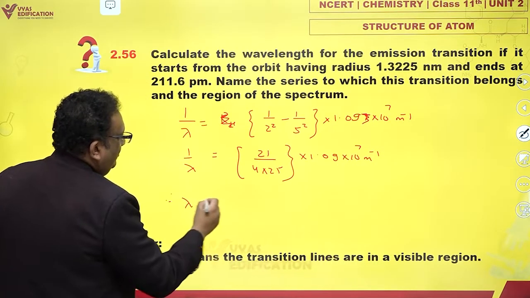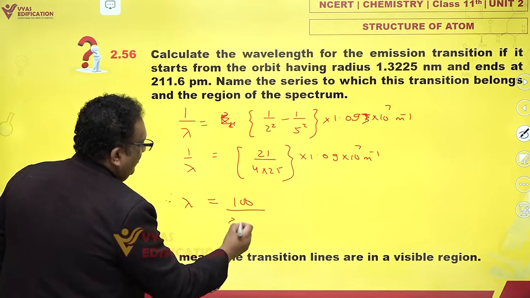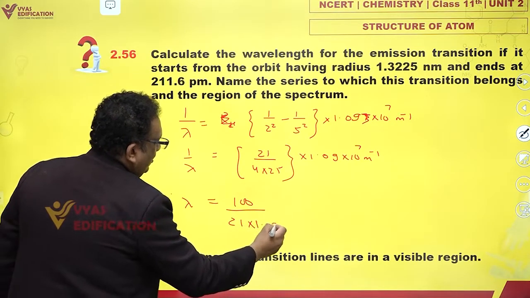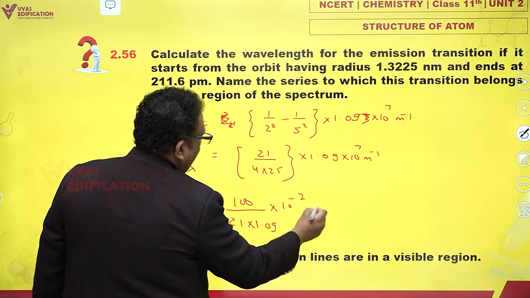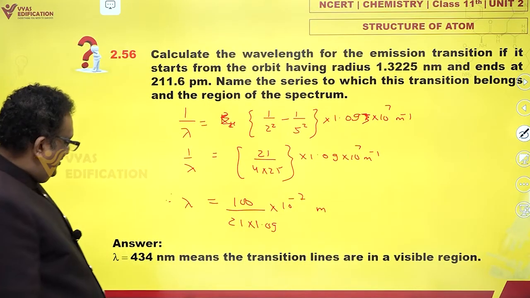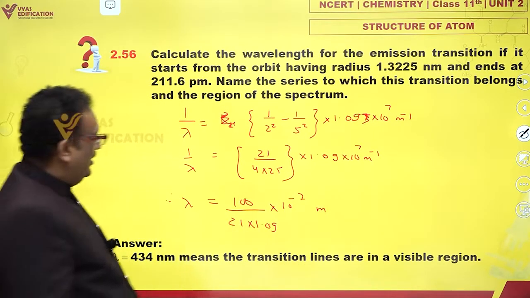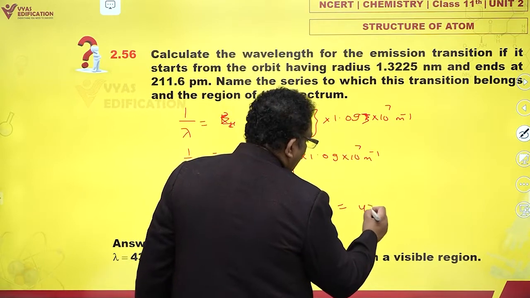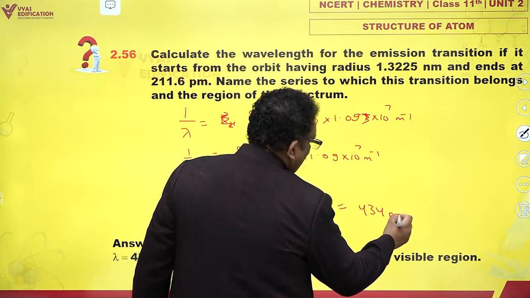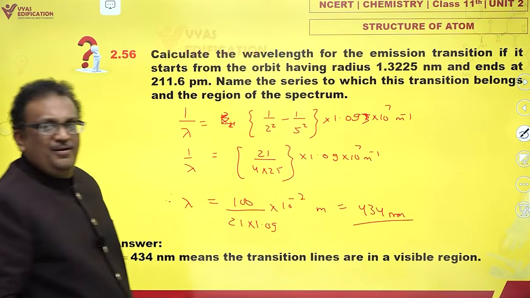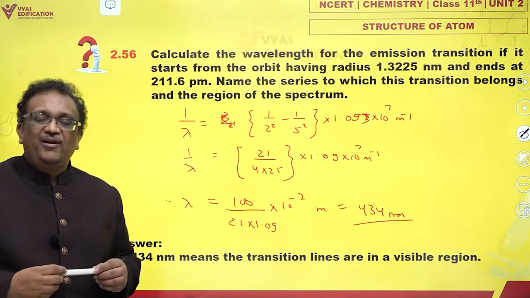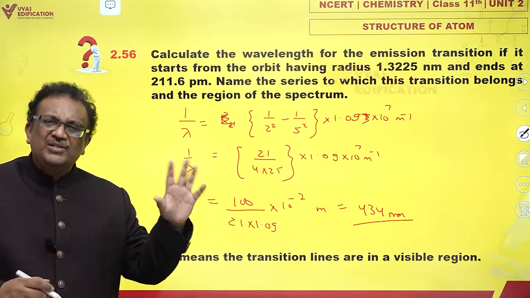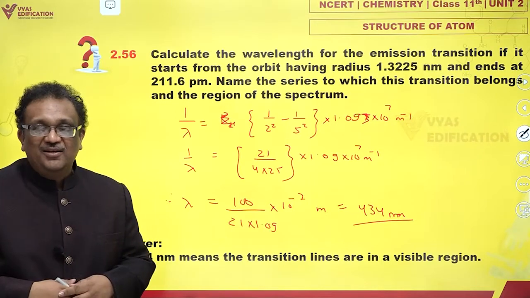Therefore, lambda is 100 by 21 into 1.09 into 10 raised to minus 7 meters. Lovely. Solve that. That comes out to be 434 nanometers, or roughly 4,300 angstrom units, which is the Balmer region, or visible region, very obviously.